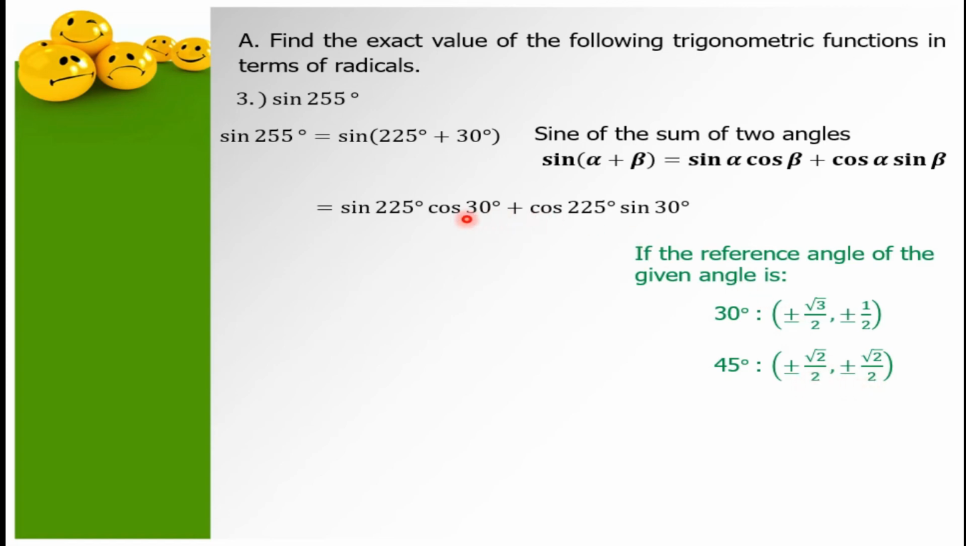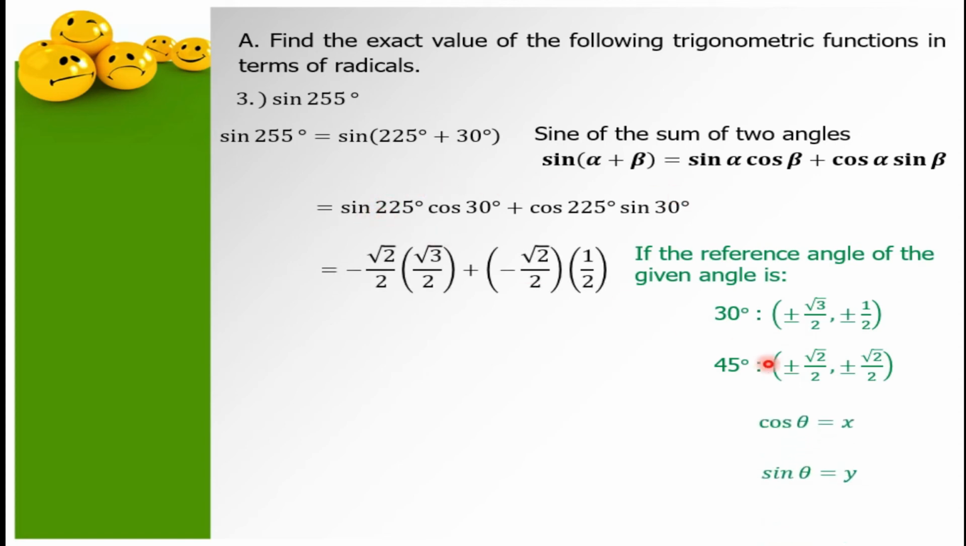Now, for cosine 30 degrees, nasa first quadrant. So positive yung x-coordinate, positive din yung y-coordinate yung gagamitin natin dito. Okay? By simplifying, we have, so sine corresponds to y. So negative square root of 2 over 2 yung gagamitin natin. Cosine 30, kasi x yung cosine, so square root of 3 over 2. Next, plus cosine 225, so negative, again, square root of 2 over 2, and sine 30, that is positive 1/2.